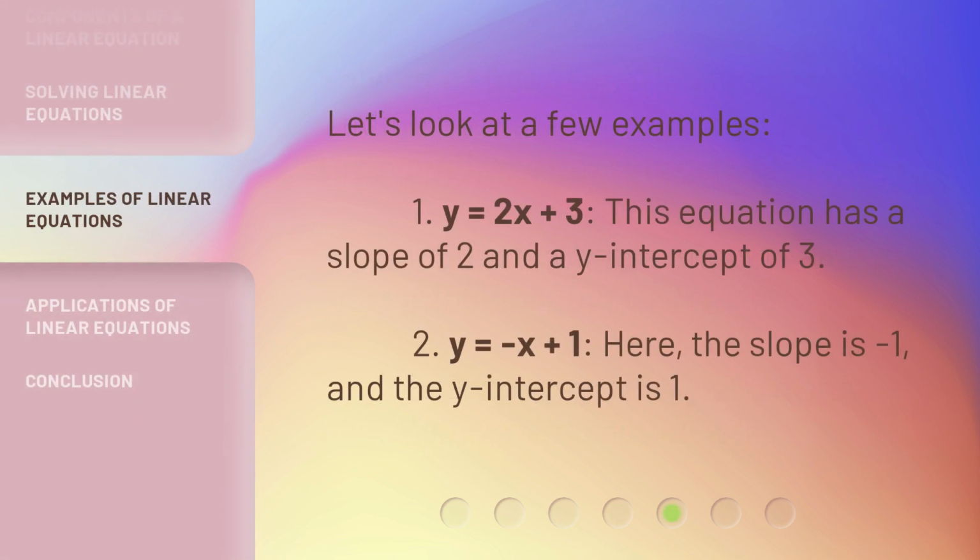Let's look at a few examples. 1. y equals 2x plus 3. This equation has a slope of 2 and a y-intercept of 3. 2. y equals minus x plus 1. Here, the slope is minus 1, and the y-intercept is 1.